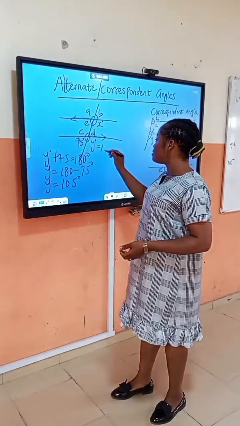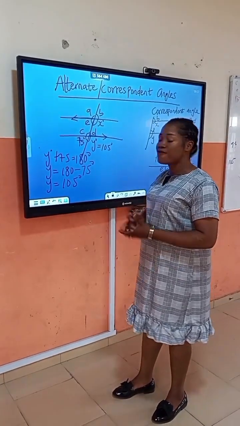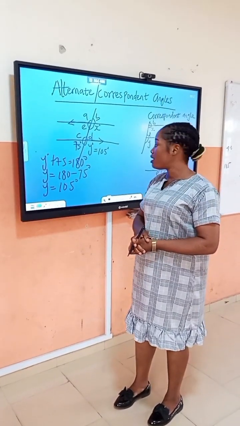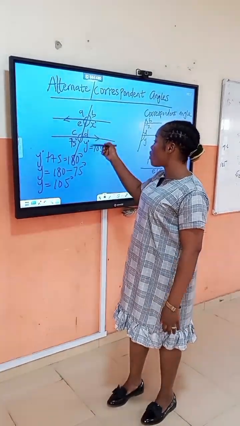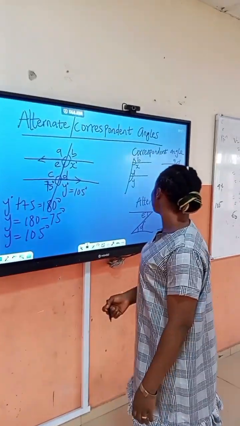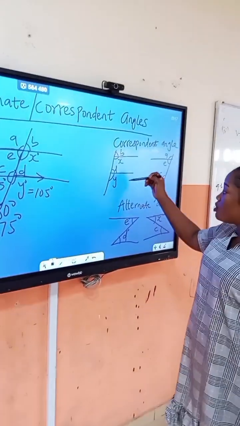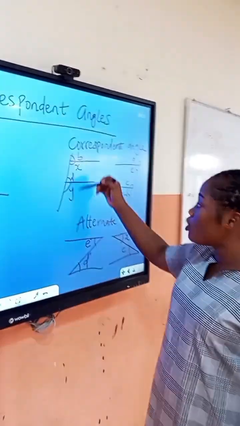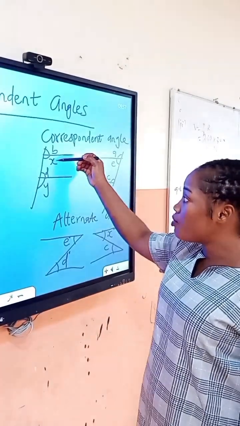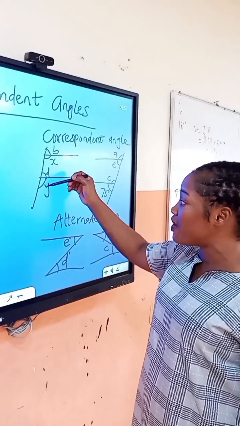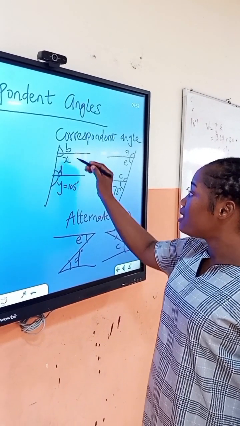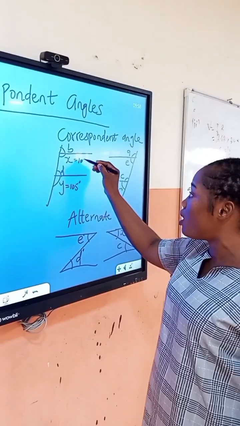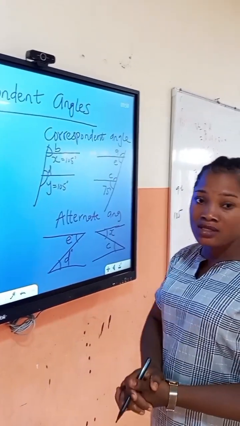So we said that Y is equal to 105 degrees. If Y is equal to 105 degrees, we say that Y corresponds to what? X. Look at it here. Coming to this angle, Y corresponds to what? X, because X is found under the line and Y is found under the line. So if Y is equal to 105 degrees, then X is also equal to 105 degrees.